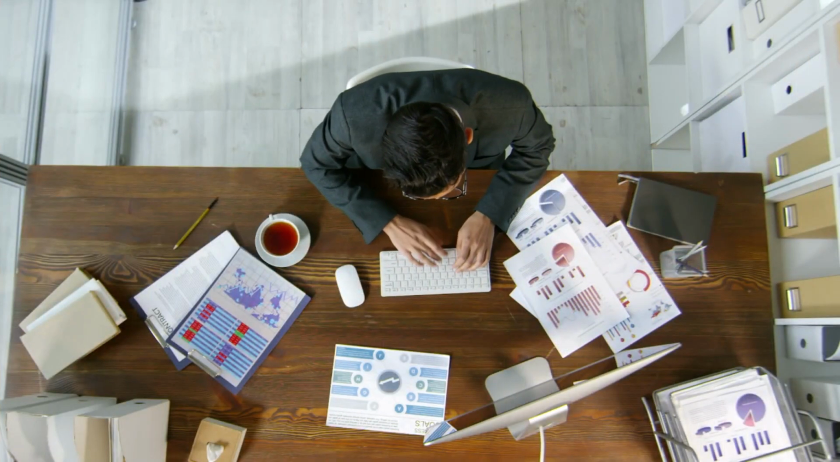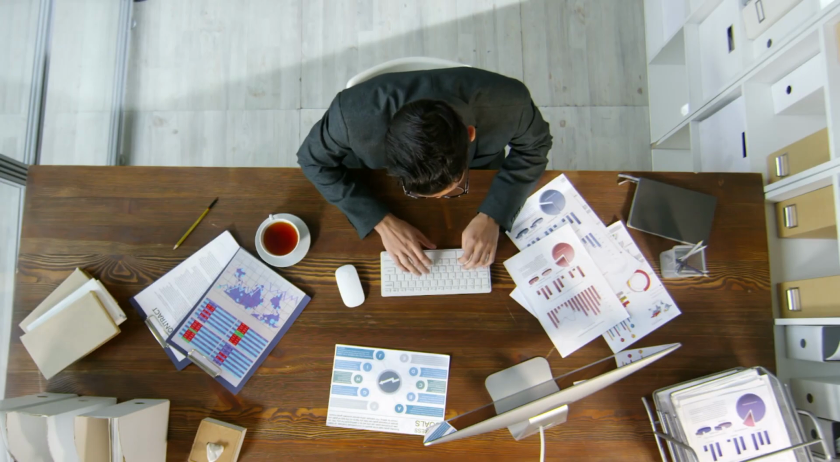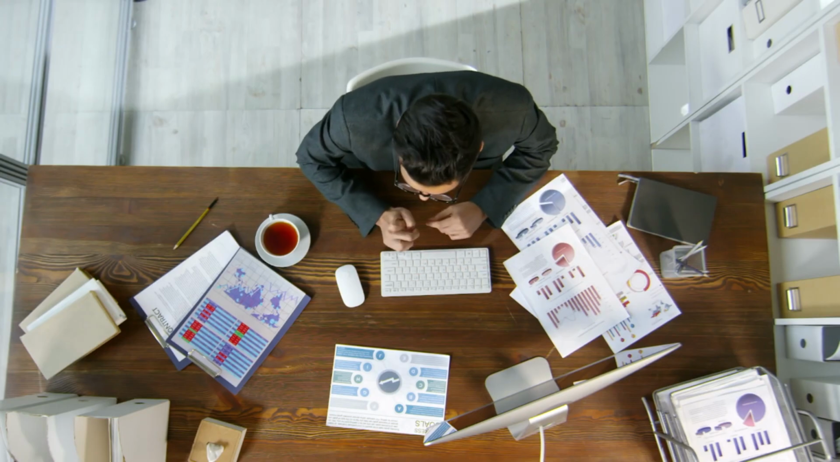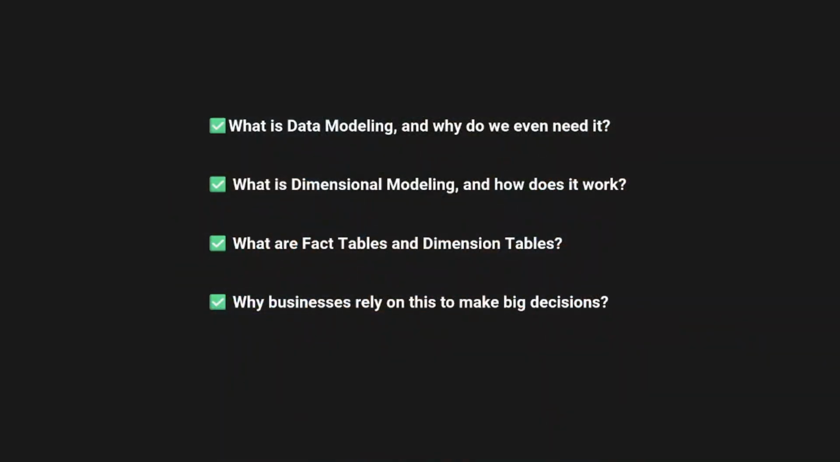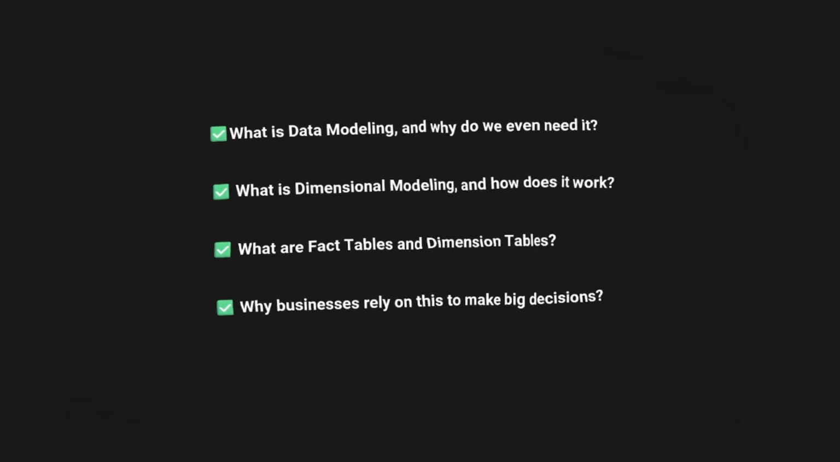Today, we're diving into dimensional modeling, which is a fancy way of saying, how do we store and structure data so businesses can actually make sense of it? By the end of this video, you'll understand what is data modeling and why do we even need it? What is dimensional modeling and how does it work? What are fact tables and dimension tables? Why businesses rely on this to make big decisions? Even if you've never touched a database before, I promise this will make sense by the end. So let's get started.